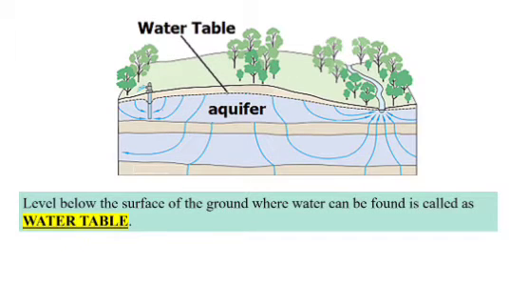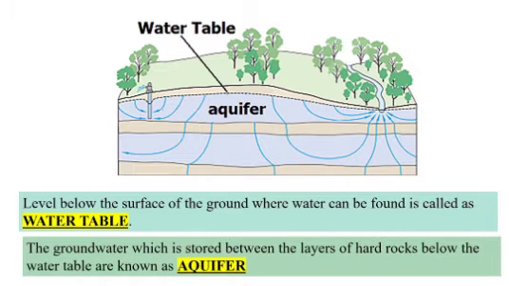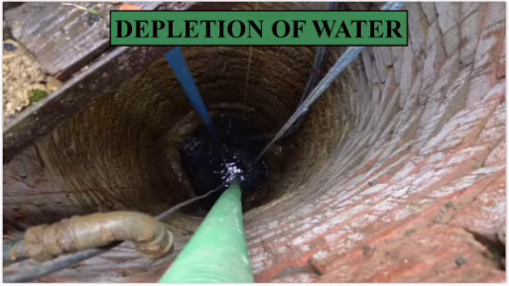The level below the surface of the ground where water can be found is called the water table. And the groundwater which is stored between the layers of hard rock below the water table is known as aquifer. Water drawn from the ground gets replenished by seepage of rainwater. The water table does not get affected as long as we draw as much water as is replenished by natural processes. However, the water table may go down if water is not sufficiently replenished. This may happen due to many reasons. Now let us see these reasons one by one.